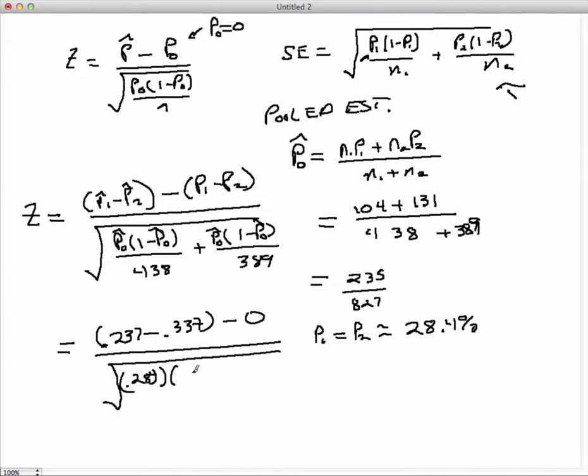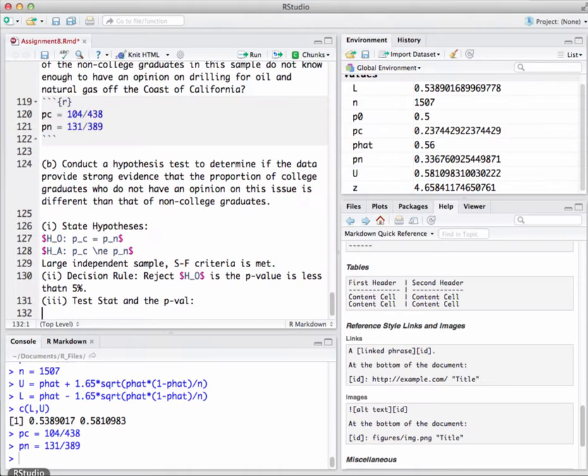Times, well, you've got to take 1 away from 0.284, right, which is 0.716. All of that divided by 438. And I'm going to add to that 0.284 again, times 0.716 again, and all that divided by n2, which is 389. Whew. Okay, well, let's get back into R and type that into an R chunk and actually get it to calculate that for us, all right?